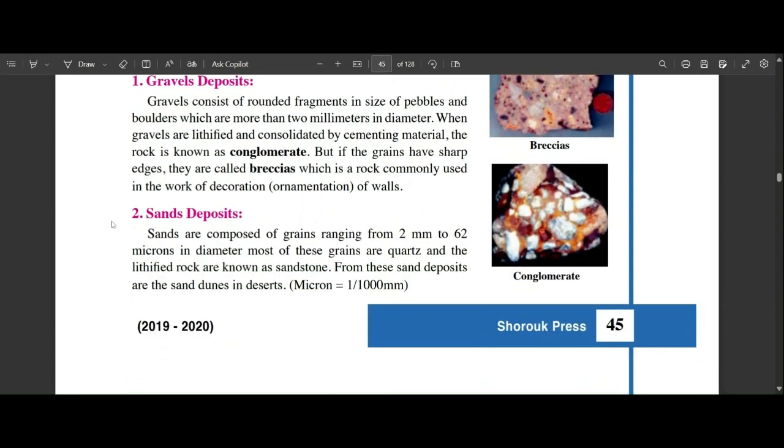Two, sand deposits. Sands are composed of grains ranging from 2 millimeters to 62 microns in diameter. Most of these grains are quartz, and the lithified rocks are known as sandstone. From these sand deposits are the sand dunes in deserts. A micron equals 1 over 1000 millimeter.